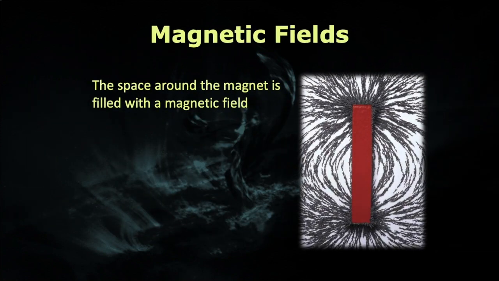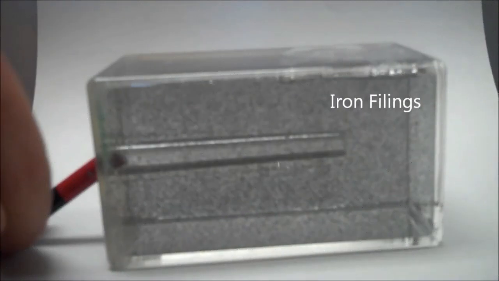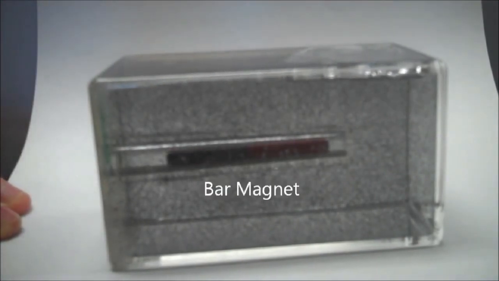The space around the magnet is filled with a magnetic field. If you put iron filings around the magnet, you can visualize the magnetic field. When we put iron filings in mineral oil and put a bar magnet inside, this is what will happen.